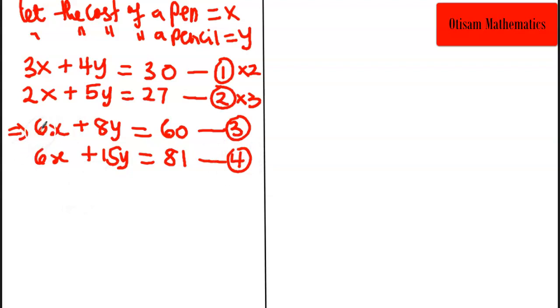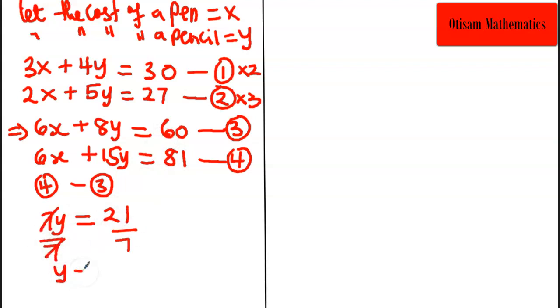Okay. Now, the coefficients are the same and the signs are the same, so we subtract. We can say that equation 4 minus equation 3. 6x minus 6x will go to 0. 15y minus 8y is 7y, which is equal to 81 minus 60, 21. Let's divide both sides by 7. So our y is equal to 7 going into 21, 3 times, is equal to 3.